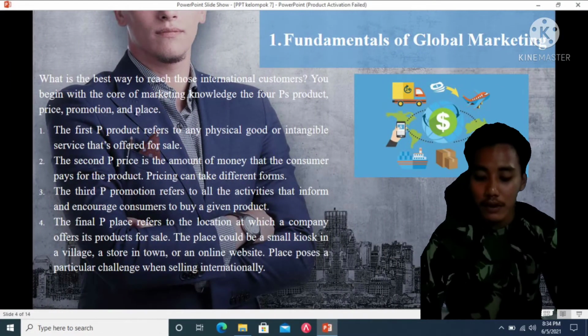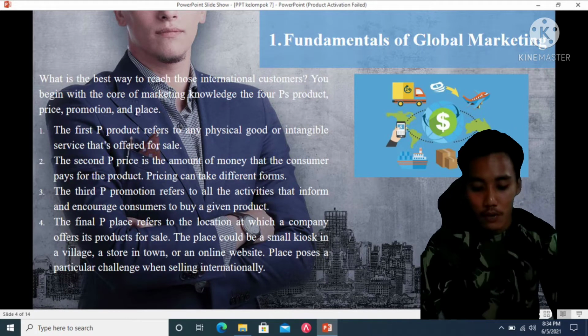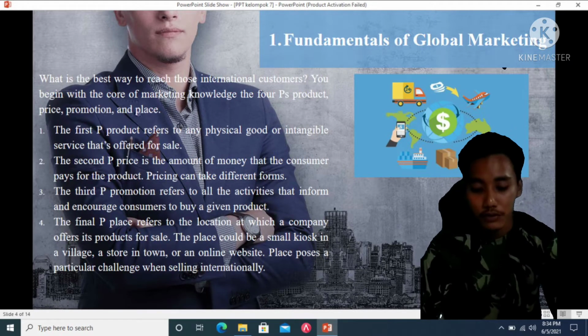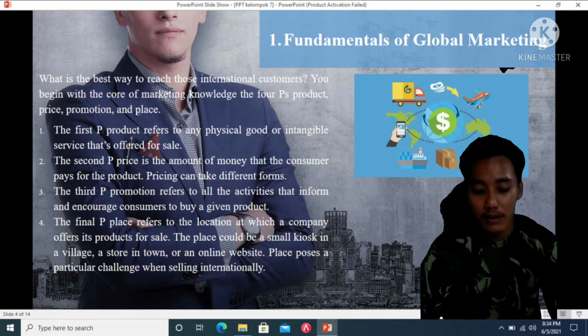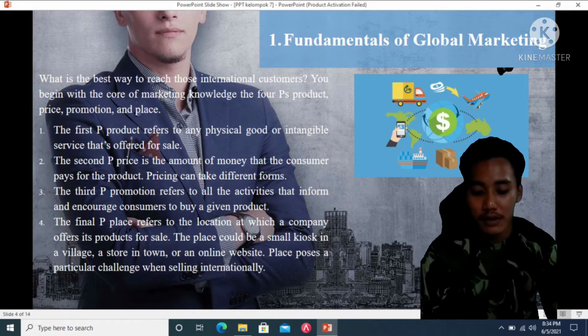First, fundamentals of global marketing. What is the best way to reach those international customers? You begin with the core of marketing, including the 4 Ps: product, price, promotion, and place.